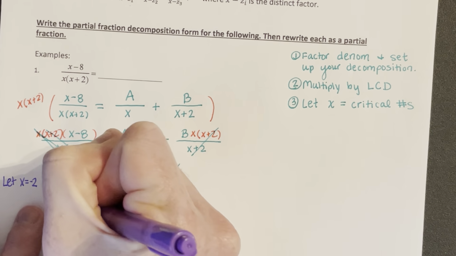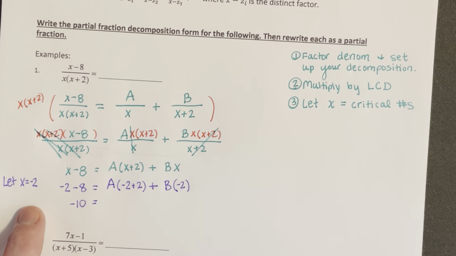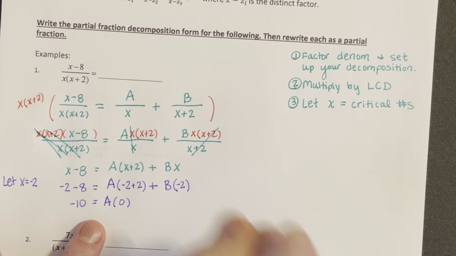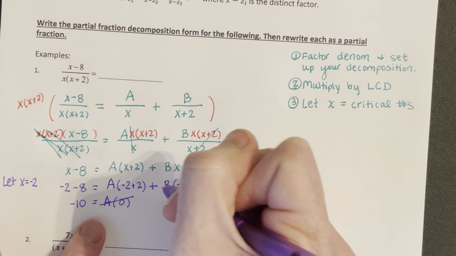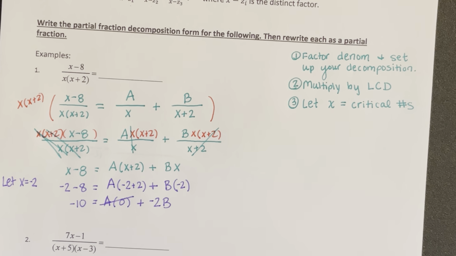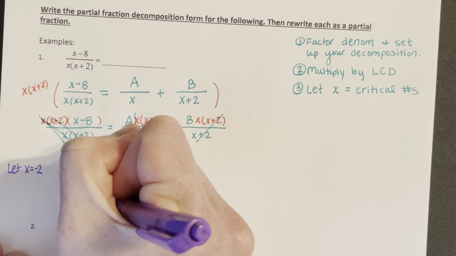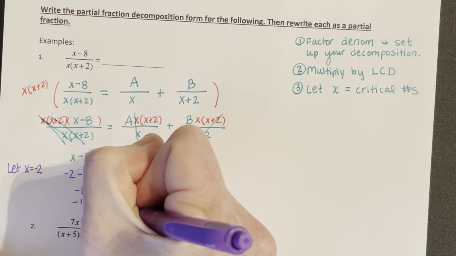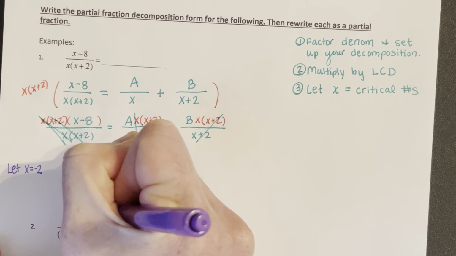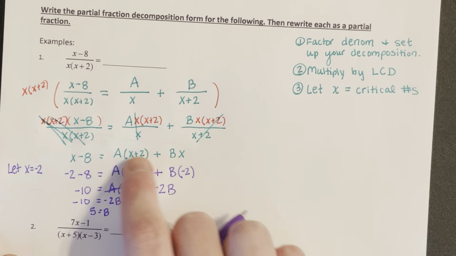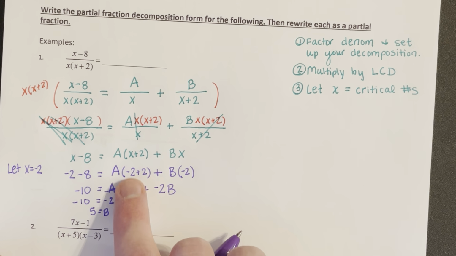So -2 minus 8 is just -10 equals a times 0 is just going to be 0, so that's going to disappear. Plus b times -2 is -2b. So our equation is just -10 equals -2b, and we would divide by -2. So b is equal to 5. By letting x be a critical value there, we eliminated one of those variables that we were trying to solve for, and we solved for b.